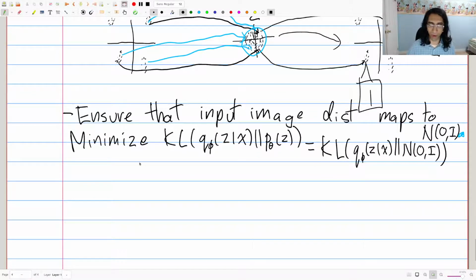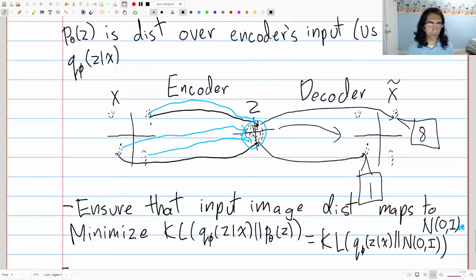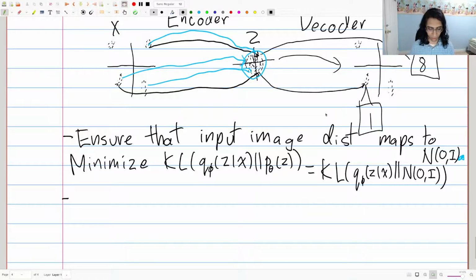Hopefully this makes sense why these two things correspond to each other. Ensure that this input distribution maps to N(0,1) or N(0,I). That's sort of equivalent to, or done by, minimizing this KL. Okay, the other thing is the kind of autoencoder type of guarantee that we want, where, like I said, if you start with a point and then you map it into Z, and then you map back to the original domain, then it should be approximately equal to the original thing you started with.